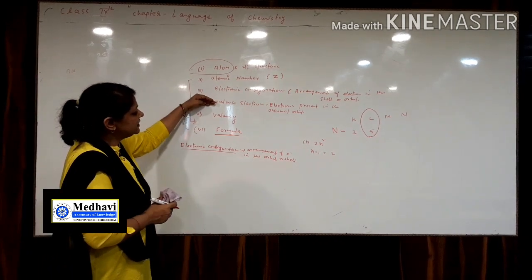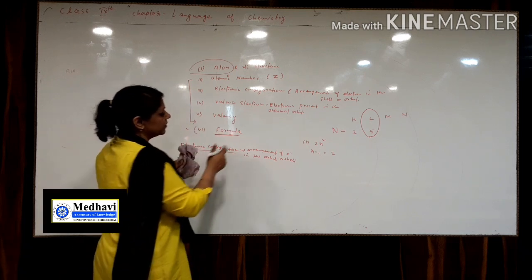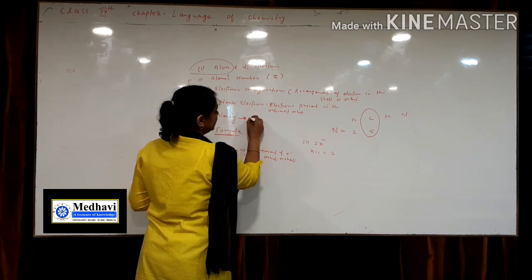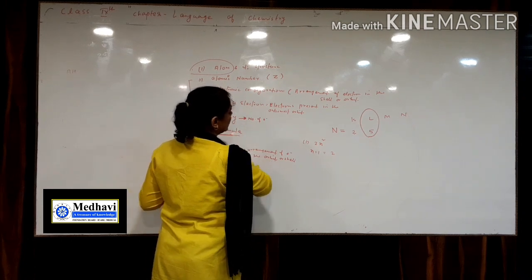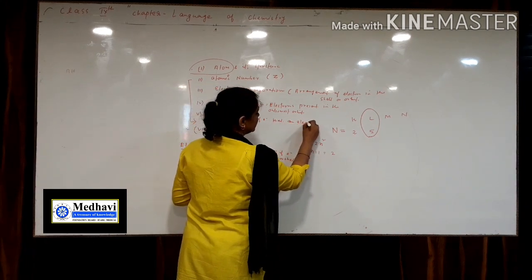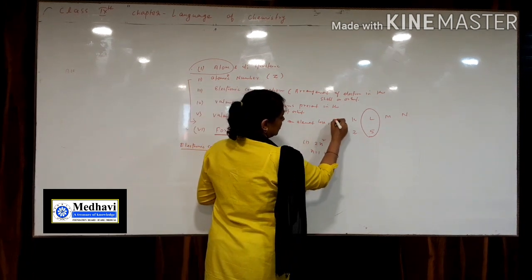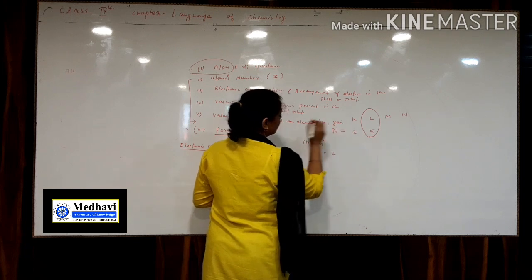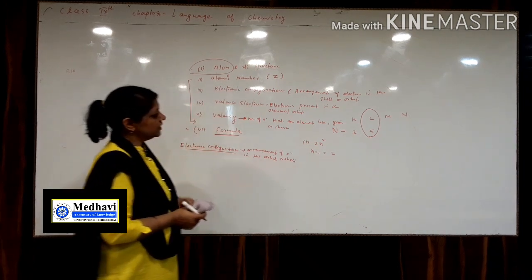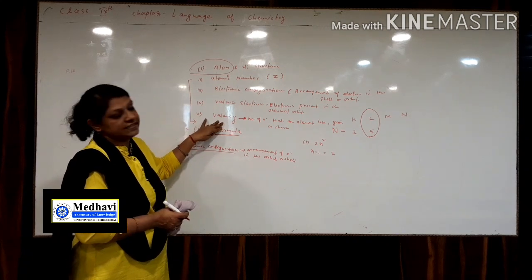Once we have an idea of valence electron, then we can easily discuss valency. We can discuss formula. What is valency? You can say that the number of electrons that an element can lose, gain or share is called valency.